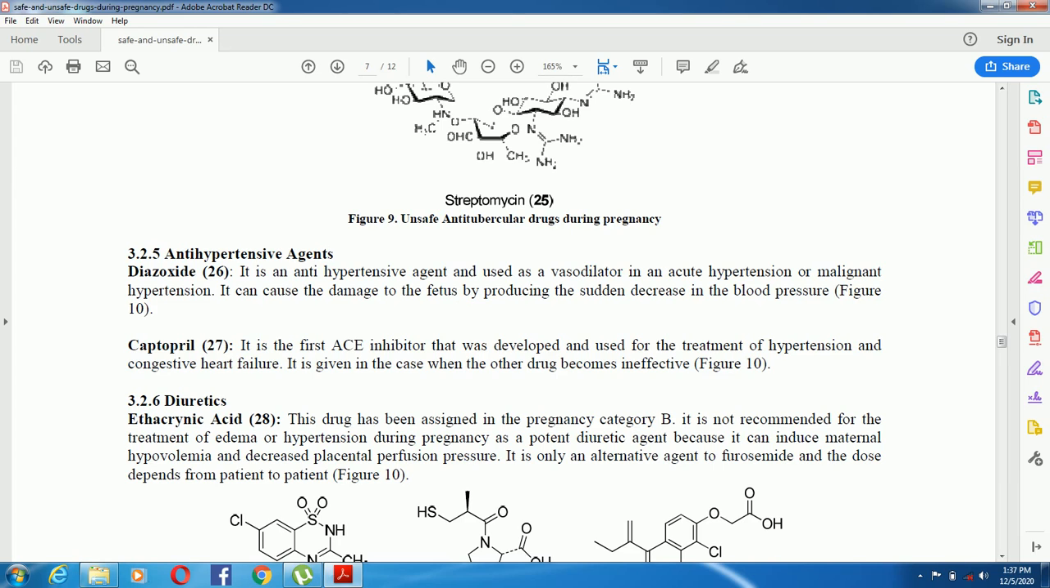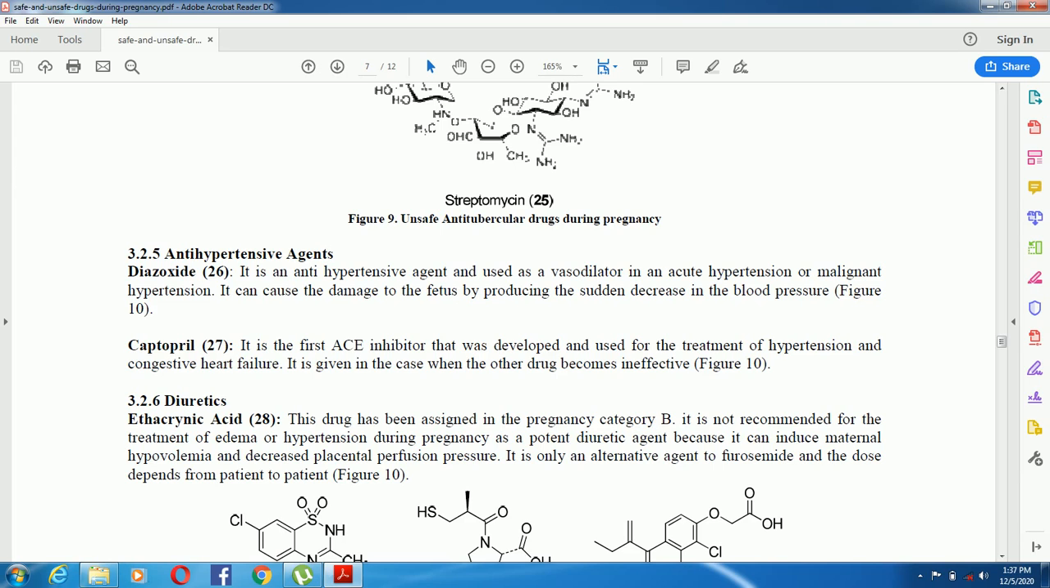Captopril, which is also called an ACE inhibitor, is the first ACE inhibitor that was developed and used for the treatment of hypertension and congestive heart failure. It is given when other drugs become ineffective, which is also given in figure number 10. Another one is diuretics. Diuretics include ethacrynic acid.